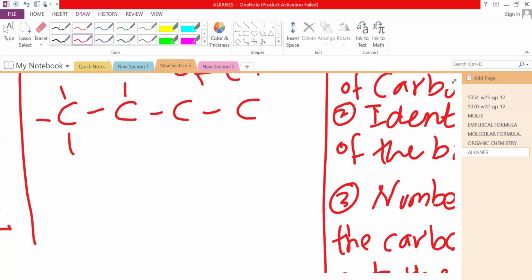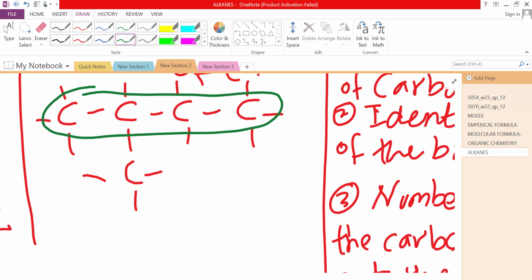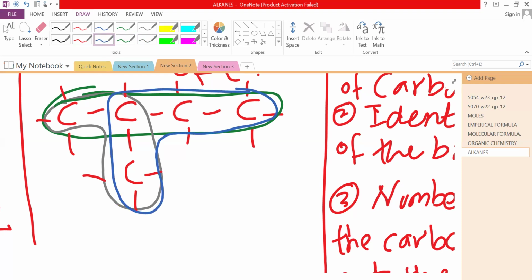And let's add a branch here on the second carbon. So when we have a branch on the second carbon, you can see that the carbon has multiple paths. Firstly, it can go straight here, 4 carbons. Secondly, it can go like this and here are 3 carbons. Thirdly, it can also go like this and in this way it will have 4 carbons. So this is the branched structure, and the branch is on the second carbon.